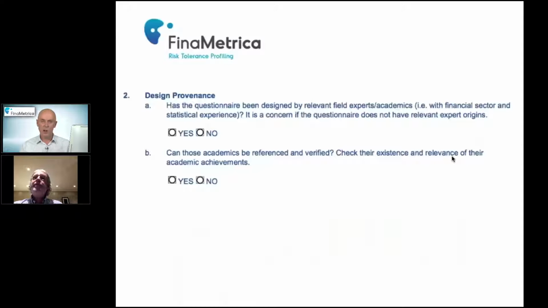Now we've sort of started to go to this question two, the design provenance issue already. Who built the test? What expertise do they have? Were they really experts, or was it just done over a boozy lunch? Yeah, well, we certainly started with this over a boozy lunch, I can tell you that. It was in the old part of Sydney.